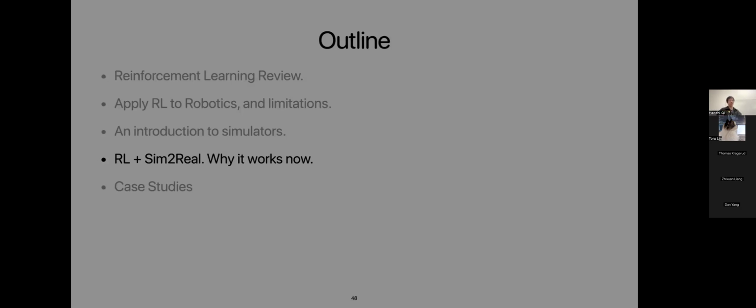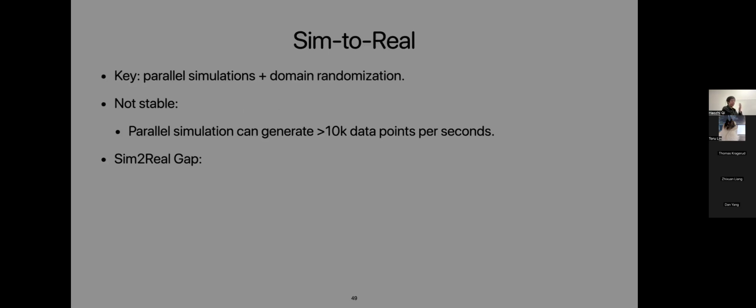Okay. Next, we are also going to talk about RL plus sim-to-real and what changes have been made to make it work right now. The key to sim-to-real success is having parallel simulations and the concept called domain randomization. Firstly, remember previously we were talking about RL training not being stable, and maybe it's because at each time step, the sampled trajectories are not enough to cover a wide range of distributions.